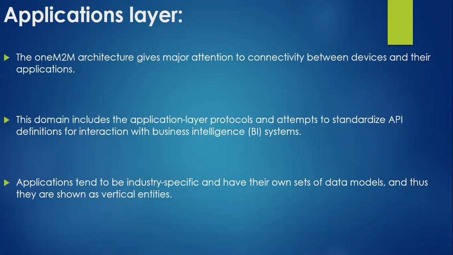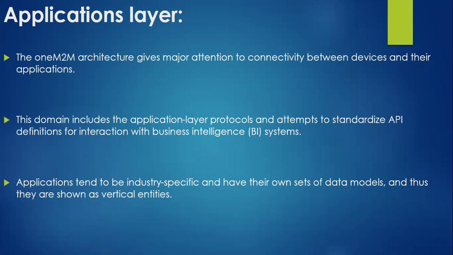This domain includes the application layer protocol and attempts to standardize API definitions for interaction with the business intelligence system. Like the application layer, there is a standardized API or data format, and according to that the data format should be provided. The business intelligence system and those applications we discussed, like home automation, or the three different applications we observed, expect data in a certain format, and in that format it should be available. That is the responsibility of the application layer.